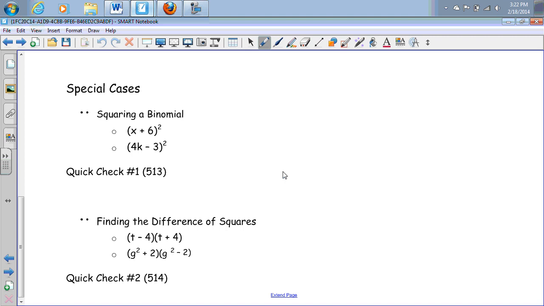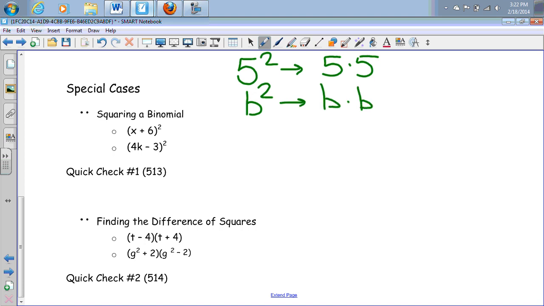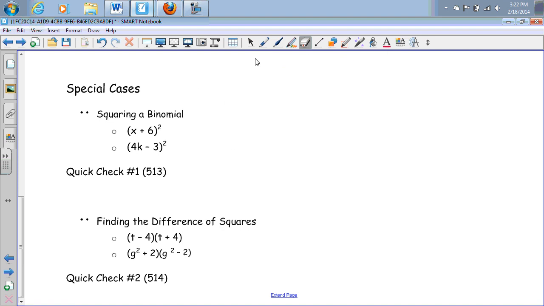When we square something, when I want to take 5 squared, that means I'm taking 5 times 5. When I take b squared, that means I'm taking b times b. So when I'm talking about squaring the binomial, that means I'm going to take the binomial x plus 7. If I'm squaring that, that means I'm taking x plus 7 times x plus 7. I'm going to do this using the FOIL method, and I will challenge you to try to see if you can come up with a shortcut method.